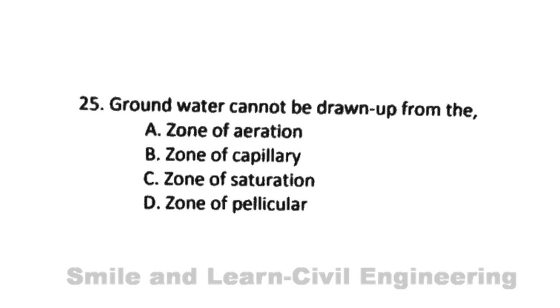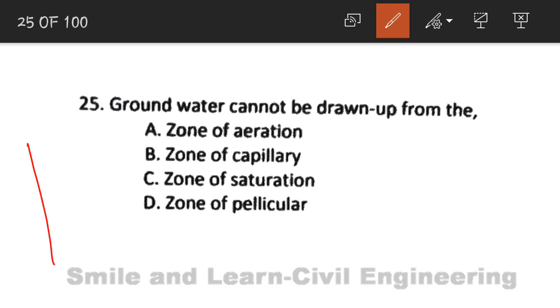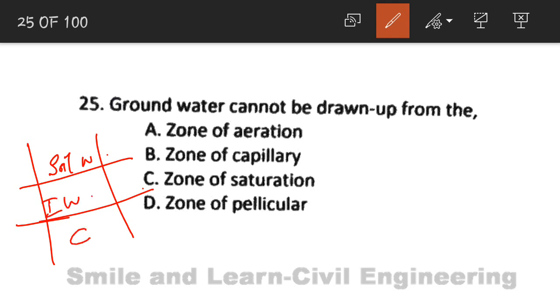Next question, groundwater cannot be drawn up from the. So you see the figure is somewhat like this, that first it will be soil water, then there will be intermediate water, then there will be capillary water or capillary zone. Now this is known as the zone of aeration. So water cannot be drawn up from zone of aeration.